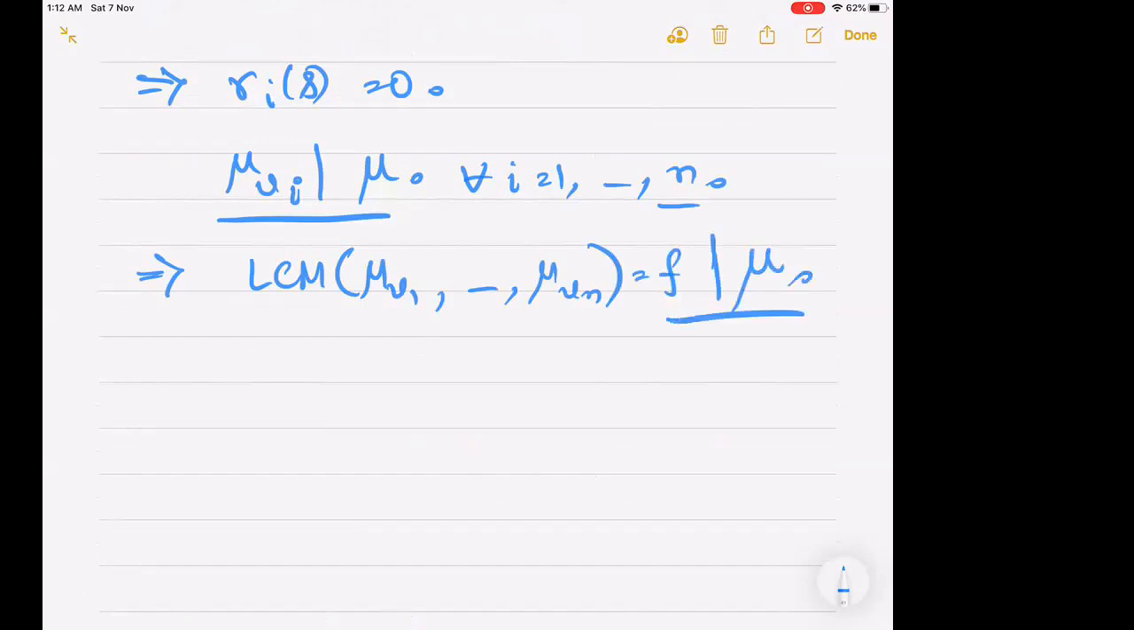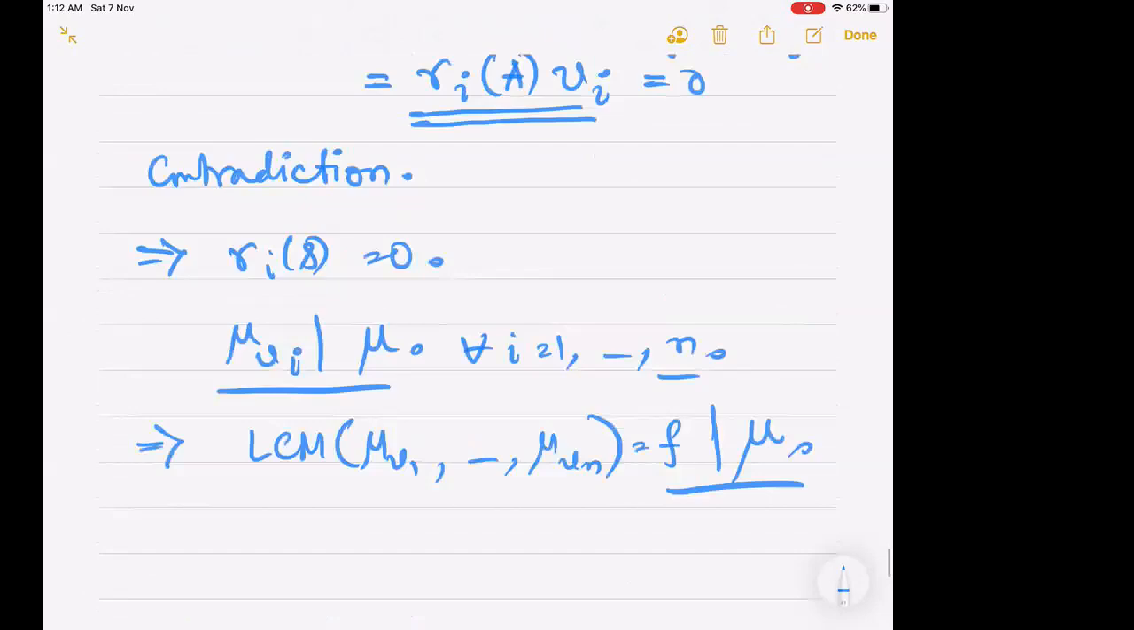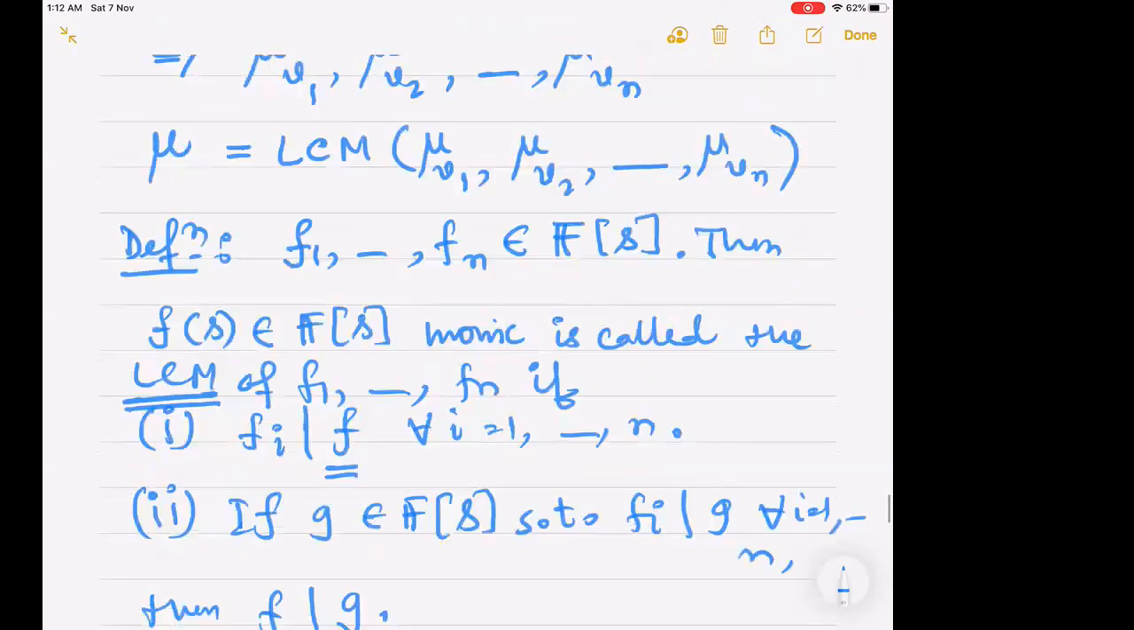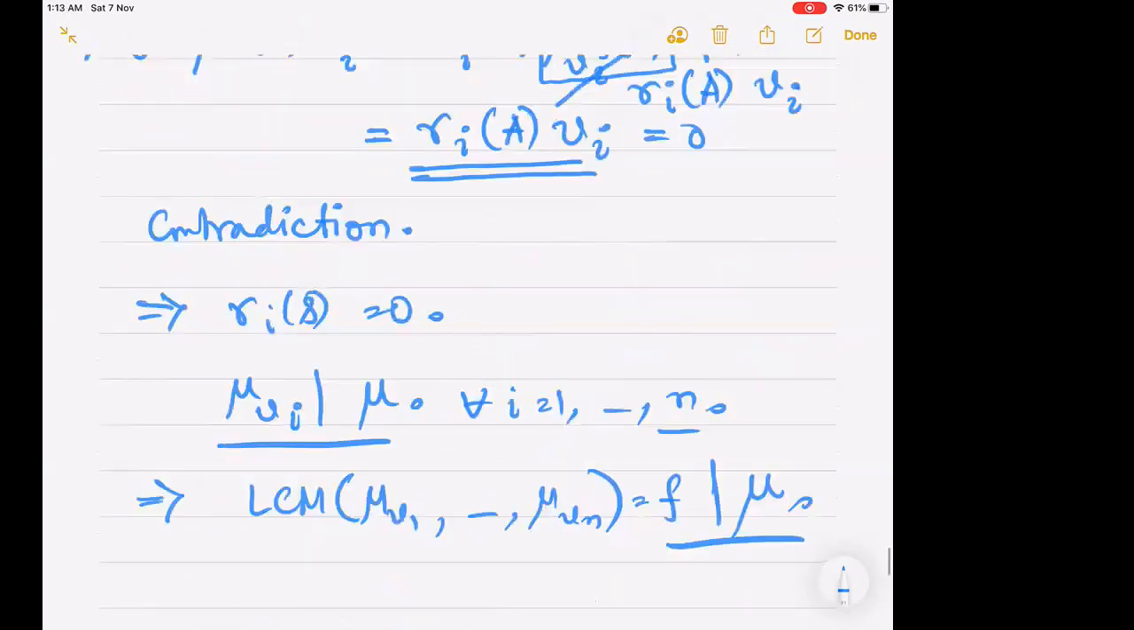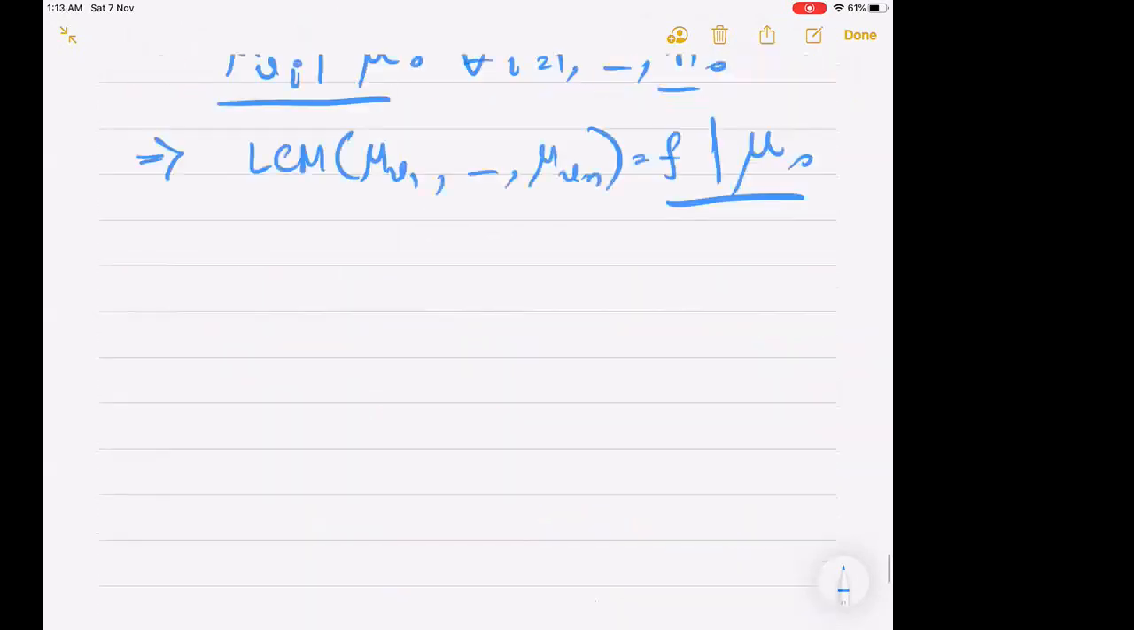Yeah, that is the property of an LCM, right? Where is it? The LCM definition. If G is such that each Fi divides G, then F, which is the LCM of the Fi's, must also divide G. So here the mu vi's divide mu, and therefore the LCM of the mu vi's, which is f, must also divide mu. That's what we have written. This may become confusing, but if you just think straight, it will be absolutely simple.